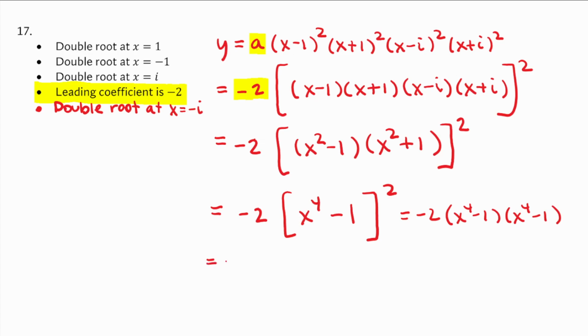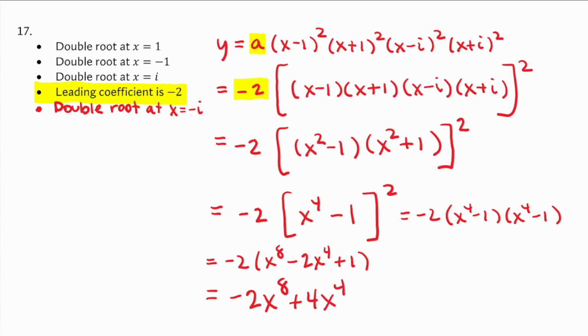And I'm going to have, okay, negative 2 times, okay, I'm going to do FOIL one more time. Let's FOIL here. x to the 8 minus an x to the 4 minus another x to the 4 will be minus 2x to the 4. And the last 2 plus 1. So then my polynomial is negative 2x to the 8 plus 4x to the 4 minus 2. Okay. So yeah, that one was a lot, but if we approached it strategically, we were really able to lessen the work on ourselves.